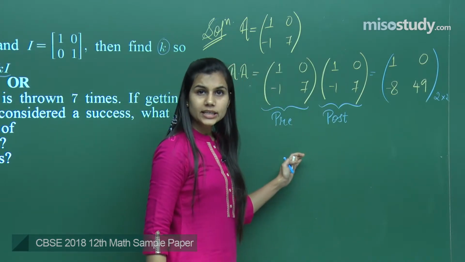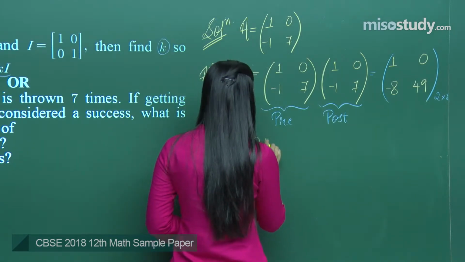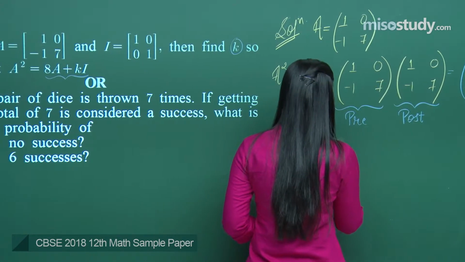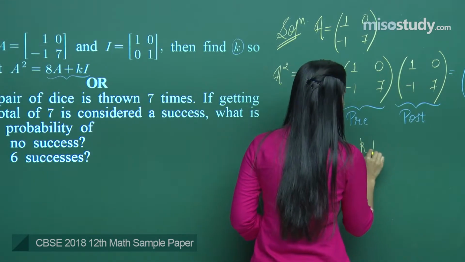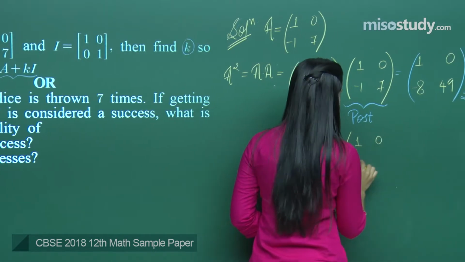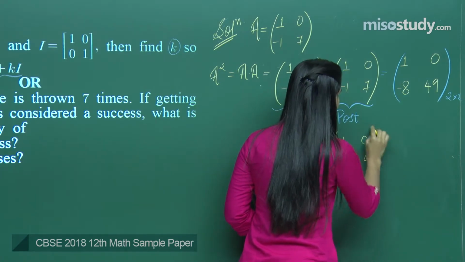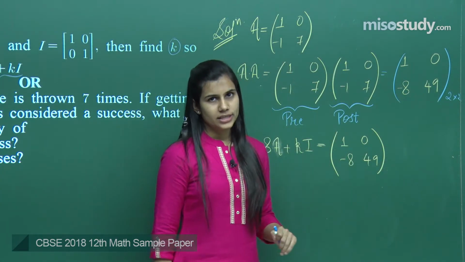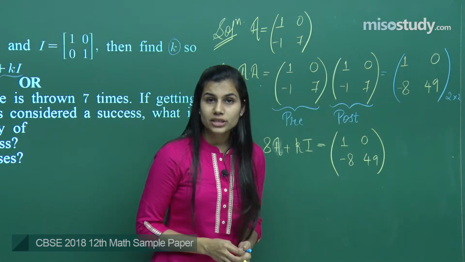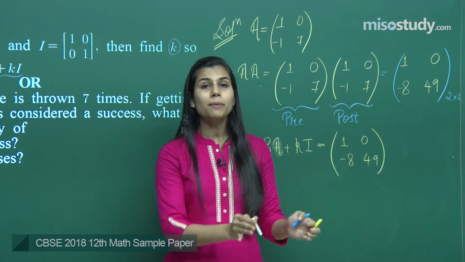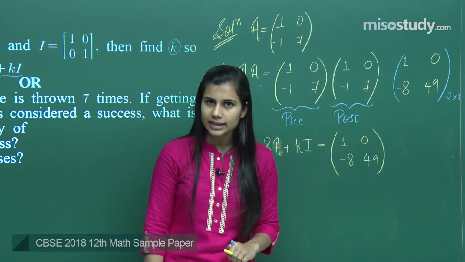Once A square is clear to you, I want a K such that 8 times A plus K times identity is this A square matrix, which is 1, 0, minus 8 and 49. Now what is 8 times a matrix A? Over here, the concept of multiplication of a scalar by a matrix is being used.